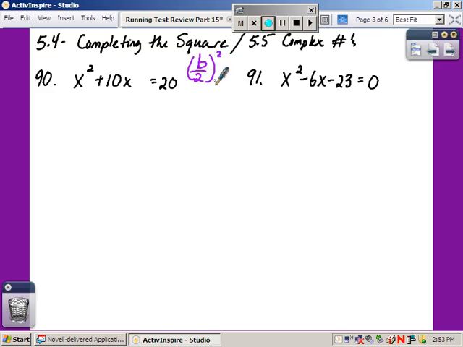So for number 90, what I'm trying to do is figure out the number that goes in here. I'm going to use this to do it. So b is 10. I got 10 over 2 squared. So that's 5 squared, which is 25. So I'm going to write a plus 25 here, but I got to write it over here also, because if I add something to one side, I have to add it to the other side too. So really I have x squared plus 10x plus 25 equals 45.